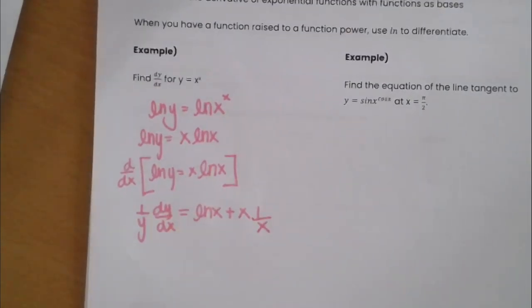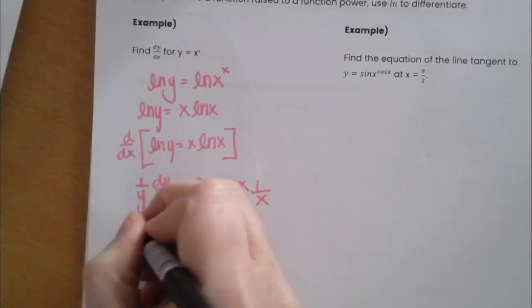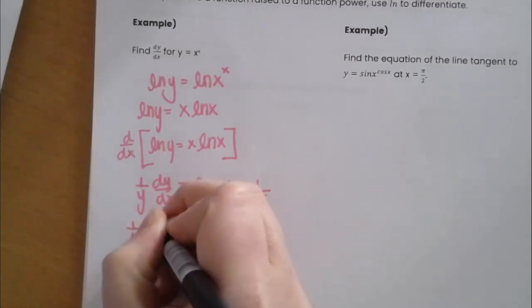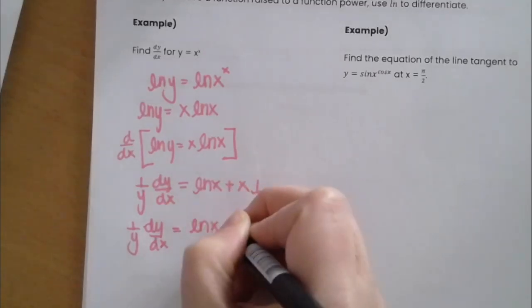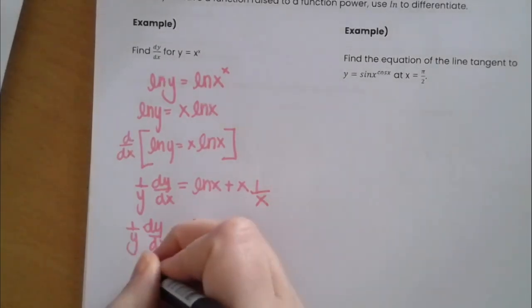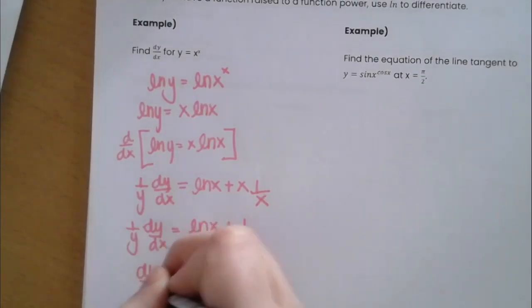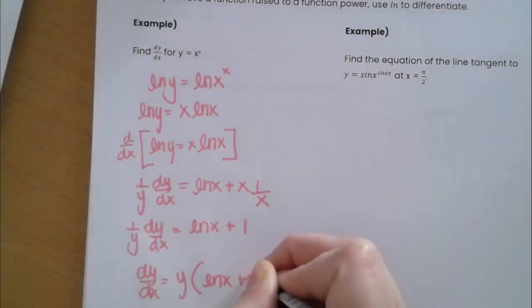Now, I know that x divided by x is just 1, so I can simplify this a little bit and say this is the same as 1 over y dy dx equal to the natural log of x plus 1. Now the goal was to get dy dx, so we just need to get rid of that y. So we're going to multiply to the other side. Dy dx is now equal to y times all of that, natural log of x plus 1.